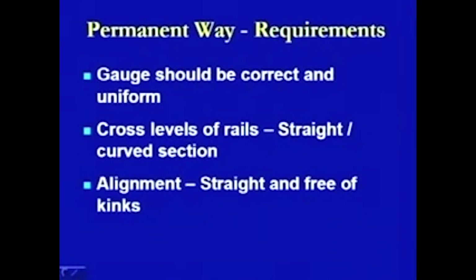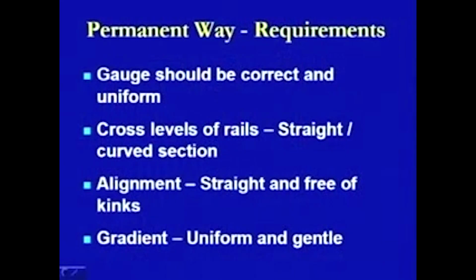Next aspect is related to the alignment. Alignment has to be straight as far as possible, and it should be free of kinks, because the kinks are the points of weakness. At the same time, they are the points of discomfort created for the passengers. The gradients need to be uniform and gentle as far as possible. If they are uniform and gentle, we are going to achieve a more comfortable journey than otherwise.